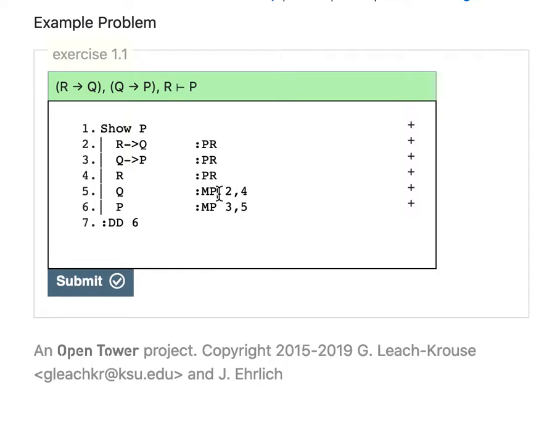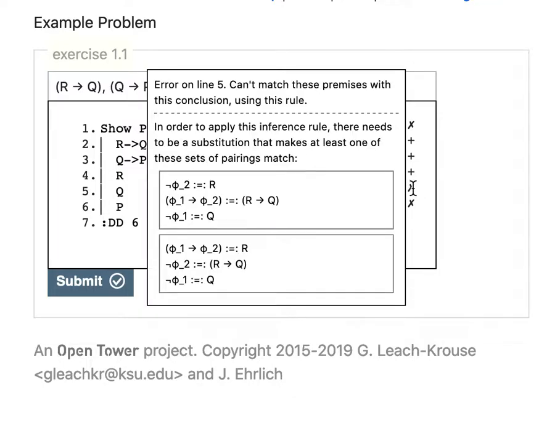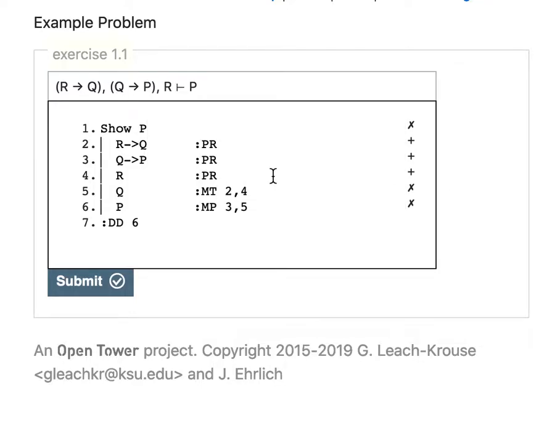Another thing that you might do is you might apply the wrong rule. So if I tried to apply MT to lines 2 and 4, that's modus tollens, that's one of the other rules that is introduced in chapter 3, I'll get an error message. The error message is more complicated than I'd like it to be, but what it's trying to explain to you is that lines 2 and 4 aren't an instance of the pattern. They don't fit the pattern that is modus tollens. So this is not a proper application of that rule. I can fix that.